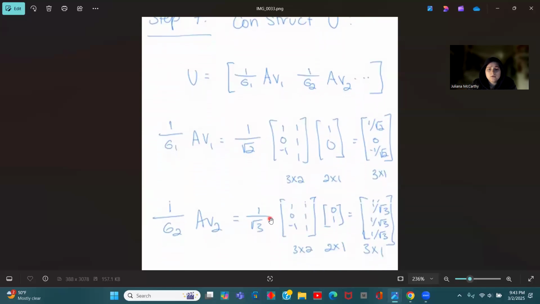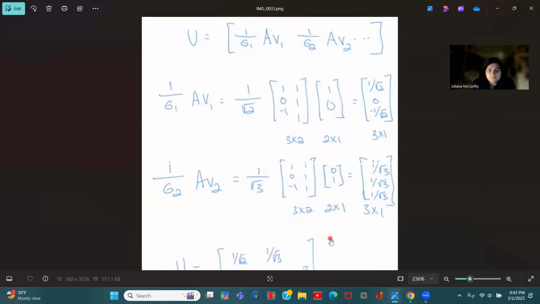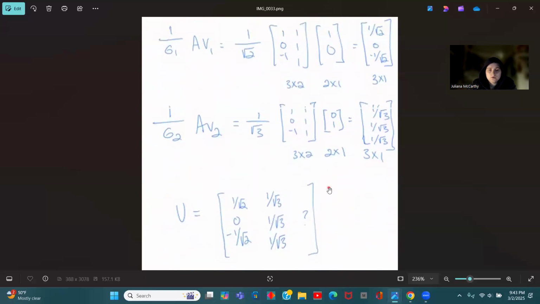And then going on to our second one, our second singular value was square root of 3. This is our A, this was our second column of v. So multiplying these, we know how to do that. It is 1 over square root of 3, 1 over square root of 3, and 1 over square root of 3. So this is what we have so far: our first column vector of u and our second column vector of u.